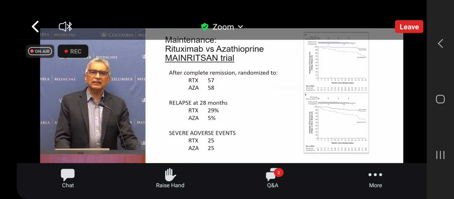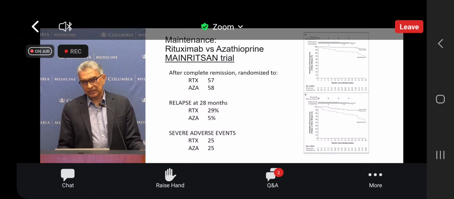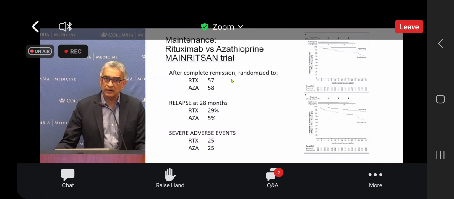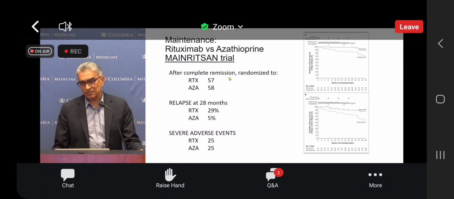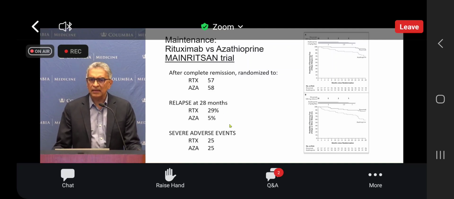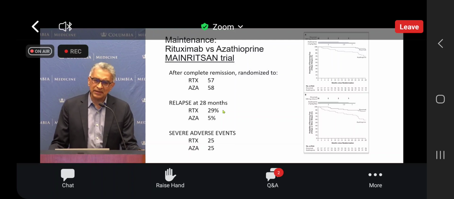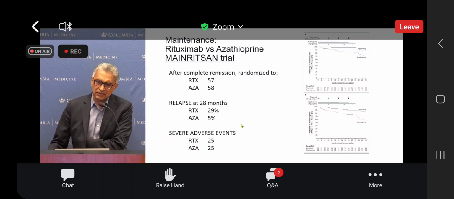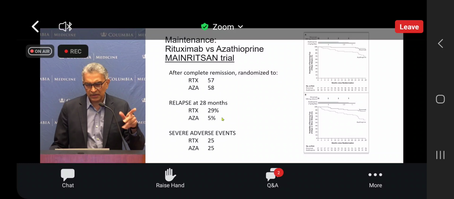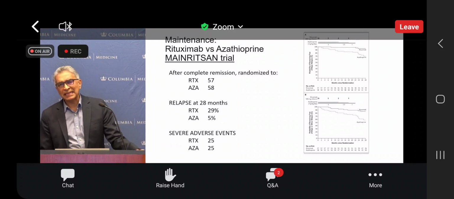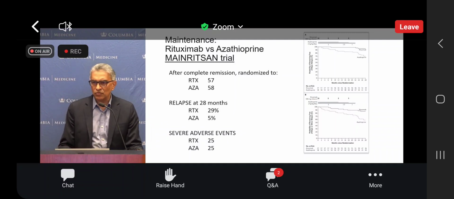And the pivotal trial that led to rituximab use in the maintenance aspect of ANCA vasculitis was the MAINRITSAN trial, where patients were randomized to rituximab versus azathioprine. And again, you look at relapse rates. When they're on rituximab, it's quite low. This is inverse, sorry. And then equally importantly, they have an equal adverse event profile.